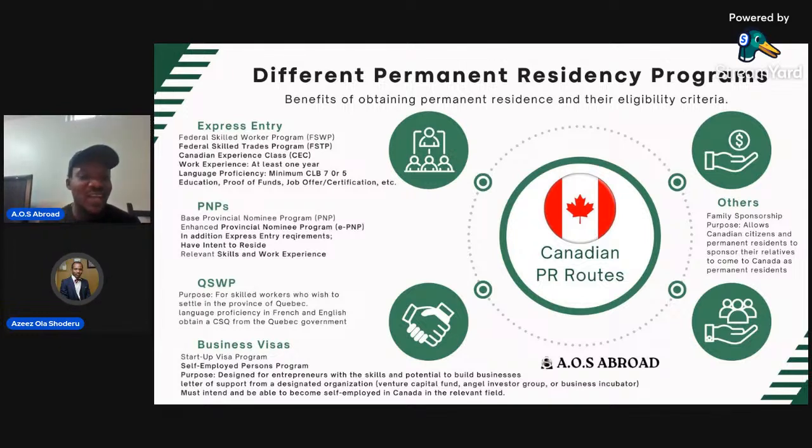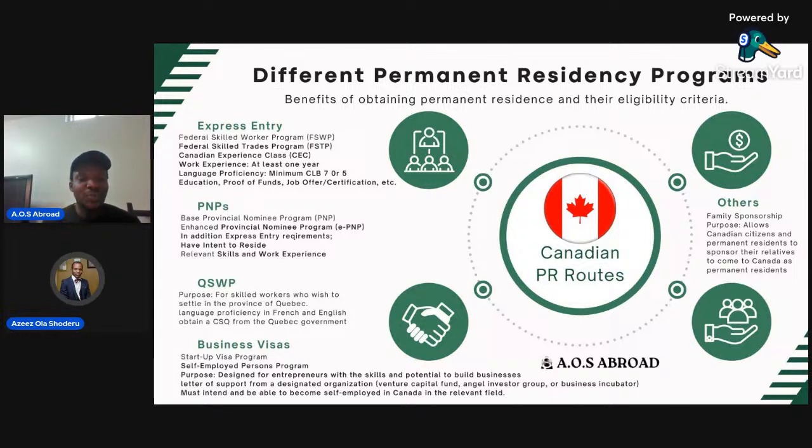Now, the business visas. Some people will tell me, I'm self-employed. Some will tell me, yes, I'm an entrepreneur, I'm this, I'm that. Most of the visas you can get in Canada as someone in business are under the startup visa program or the self-employed persons program.